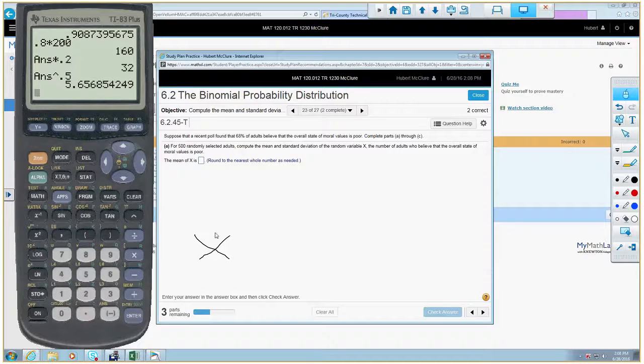Now you do this one. It says for 500 randomly selected adults, compute the mean and standard deviation of the number of adults who believe that overall state. Wait a minute, up here, there's P right there. I didn't see P. P is equal to what? 68%, or 0.68. Now you do the rest. Draw a picture and tell me if something is unusual when we get to it.